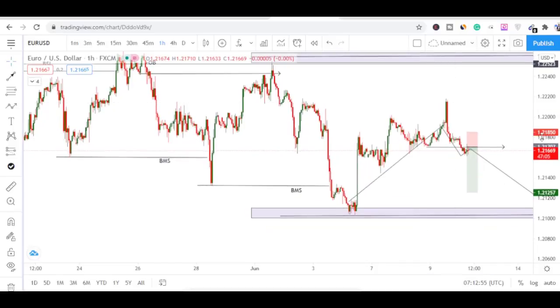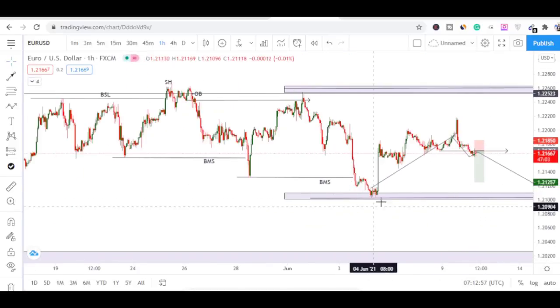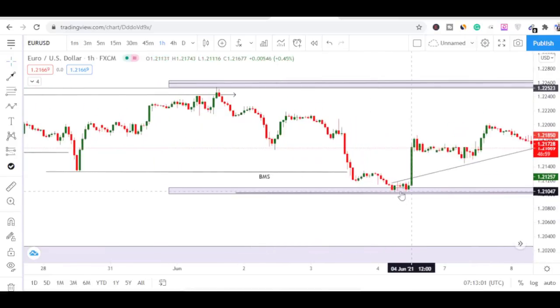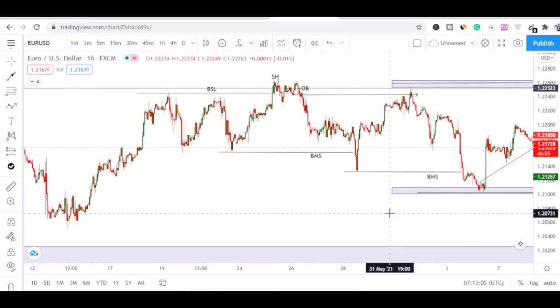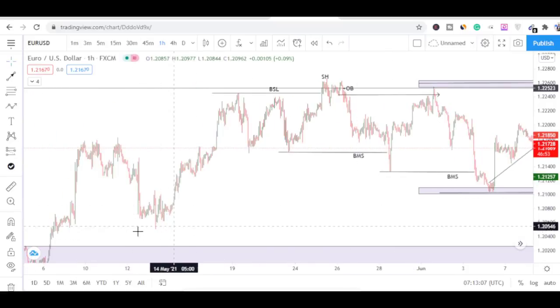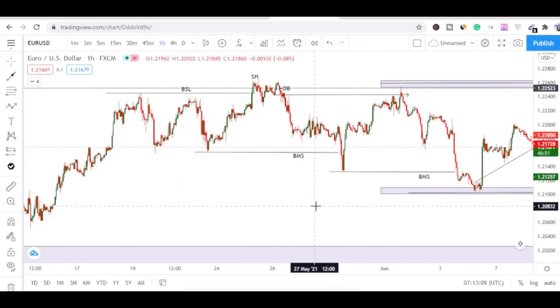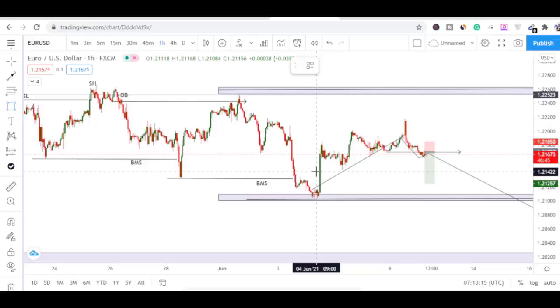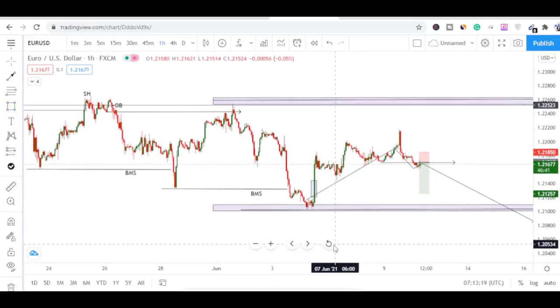But let's see if we've got something. If you look at this level, if you look at this area, there's a little bit of equal low here. The price might come and take out, right? And you see there's liquidity here as well. The price should be able to come and take it out. And there is a fair value gap here that price might want to fill as well, right?